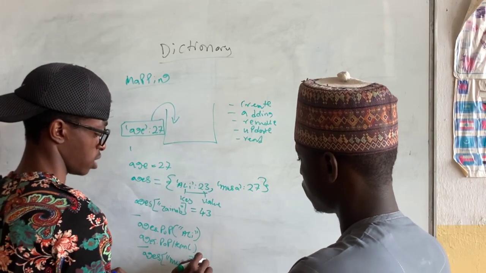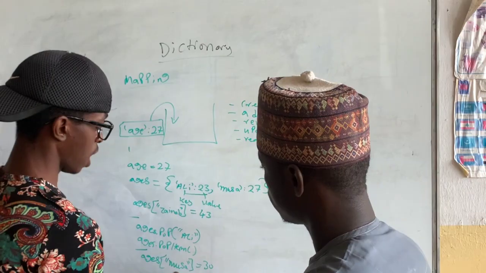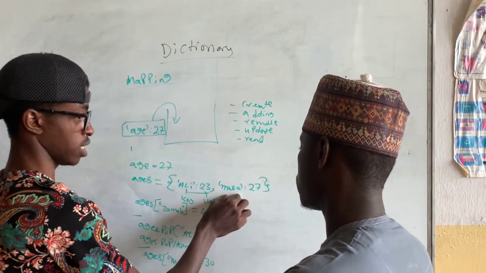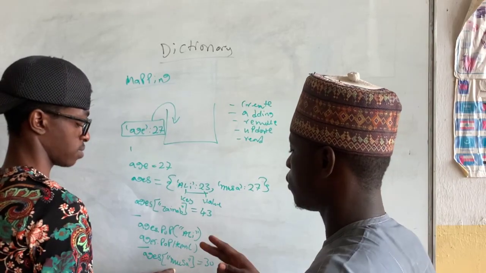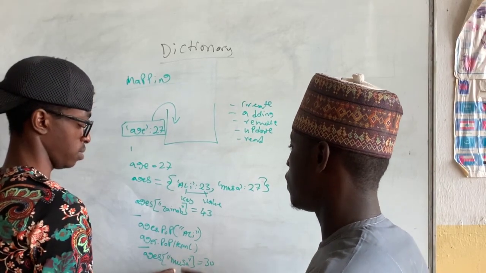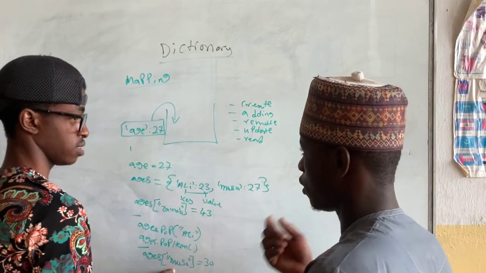Then I say it's equal to 30. Now since I did that, I already have the key Musa in my dictionary, so it's not going to create another one. If I put another name of a key here, it will add. And if I put an existing name, it will update it.